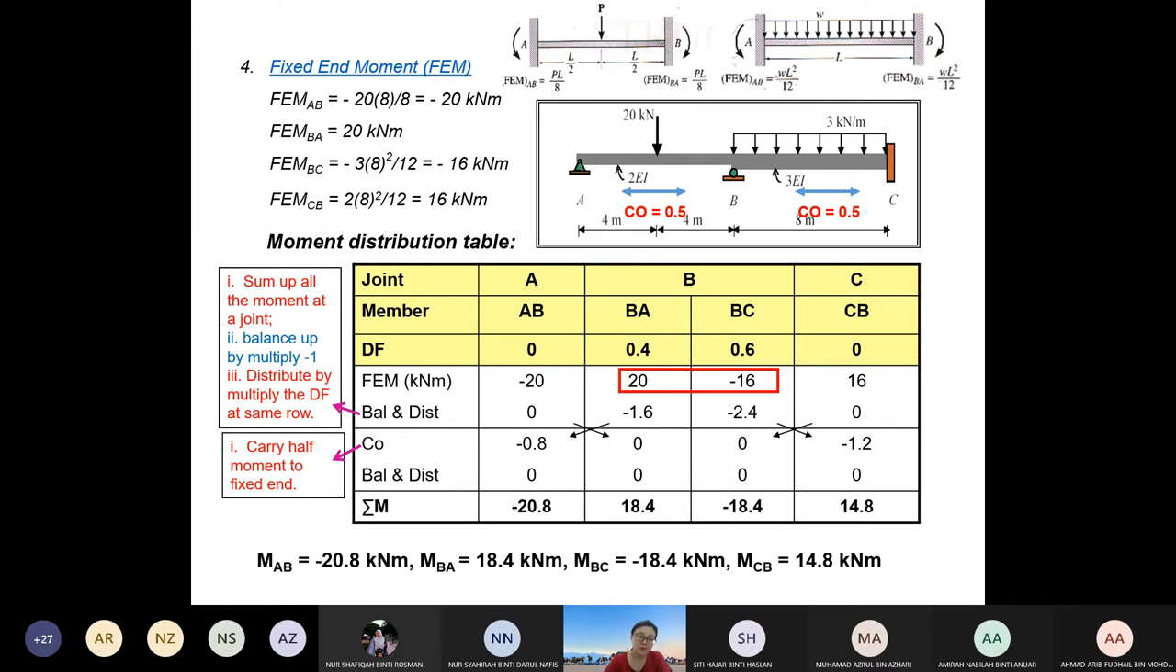So I think we need to have a break of 5 minutes before we continue for the next example.